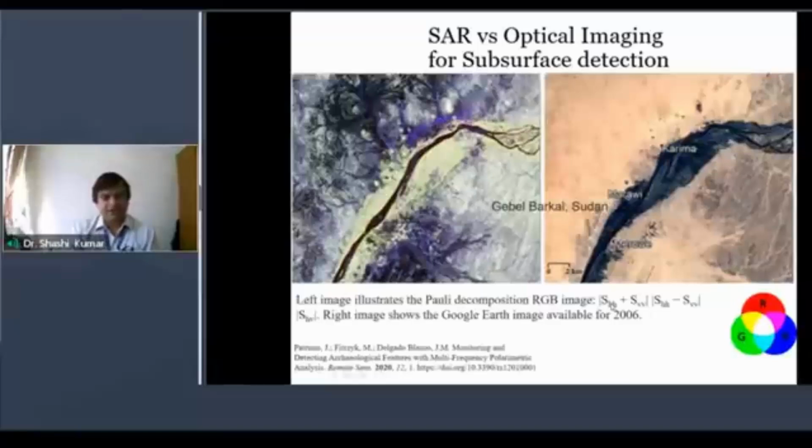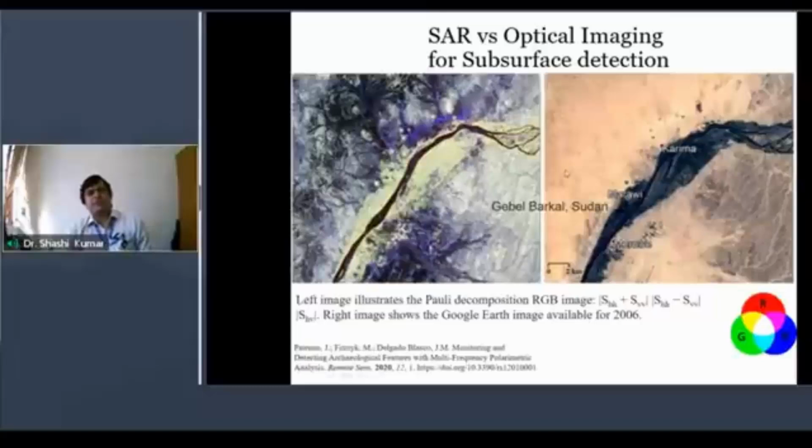So here one can easily see that these combinations have been used to generate the false color composite imageries. HH plus VV, HH minus VV, and HV. So these combinations were used. HH plus VV is represented by blue color, HH minus VV is represented by red color, and HV is represented by green color. So with the help of this red, blue, and green color, we are able to generate this false color composite.